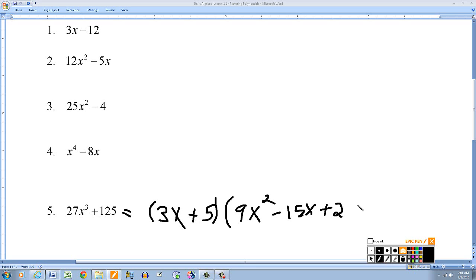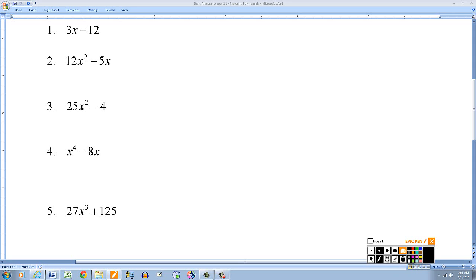So that's 5 squared, 25. So those are the factors for that particular binomial. Clear it. Let's go to the next one.